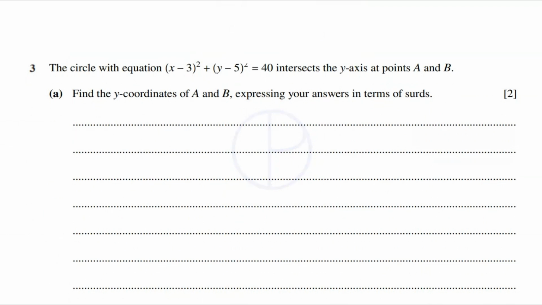The next question is the circle with equation x minus 3 the whole square plus y minus 5 the whole square equal to 40 intersects the y-axis at points A and B. Find y coordinates of A and B expressing your answers in terms of surds. So this is a circle. It intersects the y-axis at A and B. Okay. So it intersects the y-axis. That means x is 0 at that point.